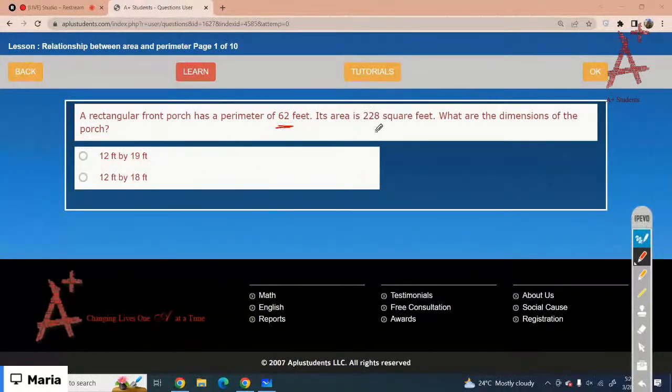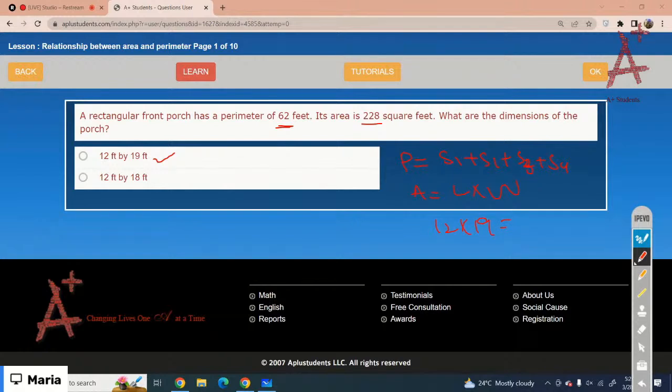the area 228. The perimeter is you have to add all the four sides, side 1 plus side 2 plus side 3 and plus side 4. And for the area you need to multiply length times width. Got it? These are basically the perimeter and area. Okay, let's check 12 and 19. Multiply 12 times 19. Let's see which is the correct option.